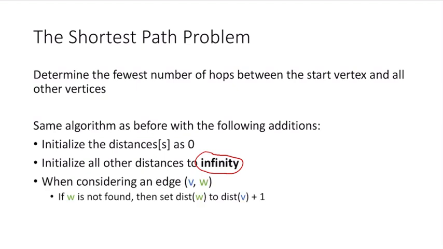Now, when we're considering an edge from V to W, so we have a vertex S, that's our start vertex, maybe a vertex A, maybe a vertex V, and another one W. So there's some path to V at this point. Now, when we consider this edge V to W, if W is not found, then we're going to set the path length to W equal to whatever the path length was to V plus 1. And the 1 comes from this edge here.